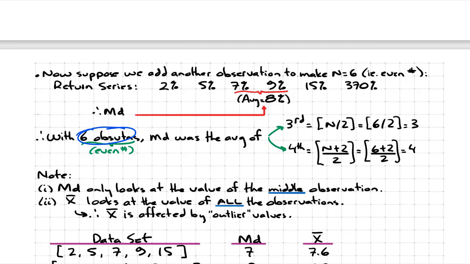So how do you go from 6 to 4? 6 plus 2 is 8, divided by 2 is 4. So it would be n plus 2, divided by 2. So when you have an even number of observations, the median is the average of the 3rd observation found that way and the 4th observation found that way.